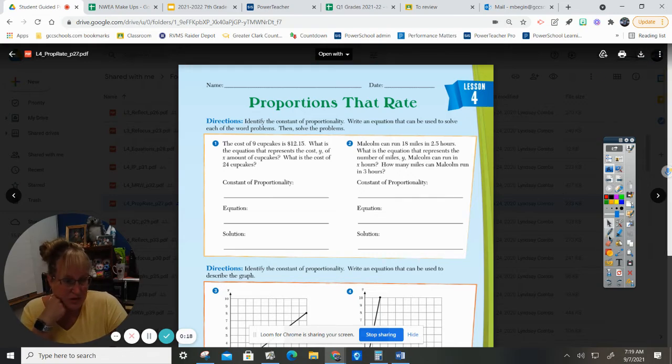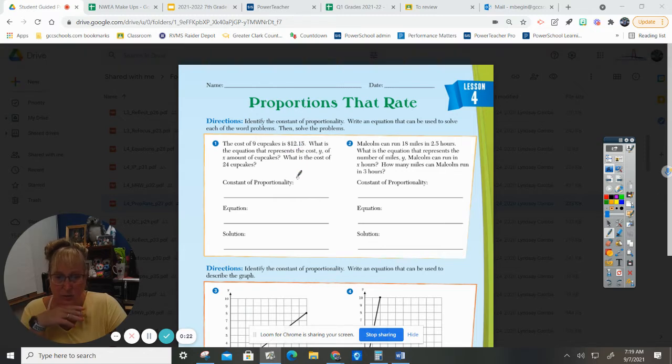Oh well. So the cost of 9 cupcakes is $12.15. What is the equation that represents the cost y of x amount of cupcakes? What is the cost of 24 cupcakes? So we probably already did this. The constant of proportionality is the cost per cupcake.